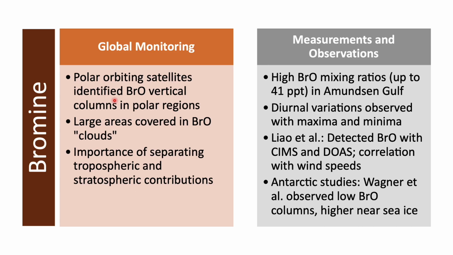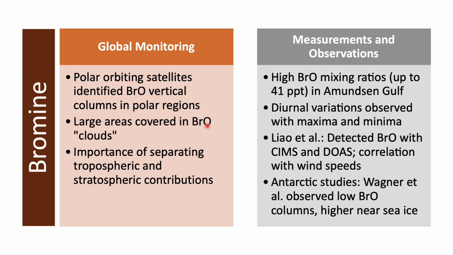With respect to bromine, global monitoring by polar orbiting satellites identified bromine oxide vertical columns in the polar region. This is one identification which tells that there is a reaction between bromine and ozone that leads to the formation of bromine oxide. Large areas are covered by bromine oxide, called clouds, and separating the tropospheric and stratospheric contributions is a major challenge scientists are having.